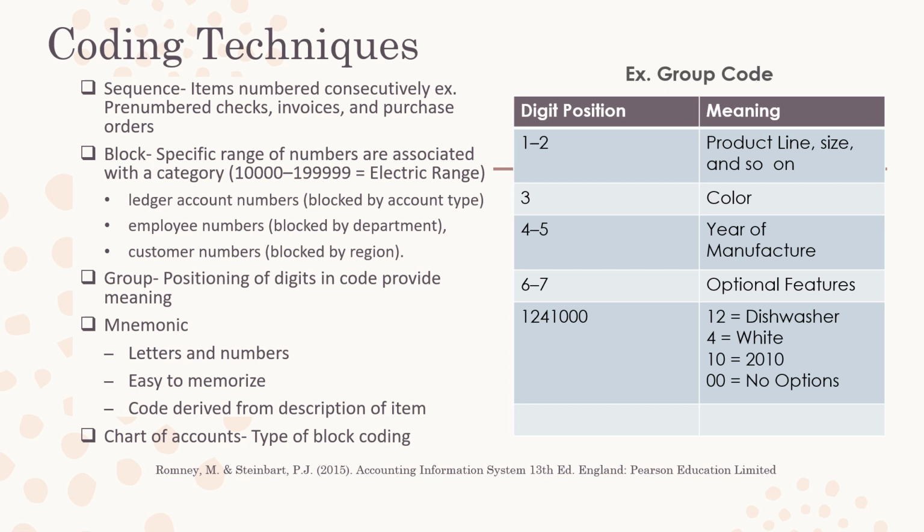And then we have also the mnemonic code. In mnemonic codes, letters and numbers are interspersed to identify an item. This is derived from the description of the item and is usually easy to memorize.